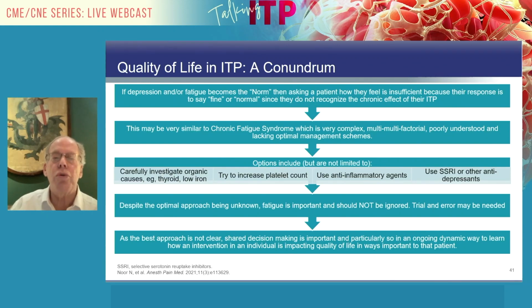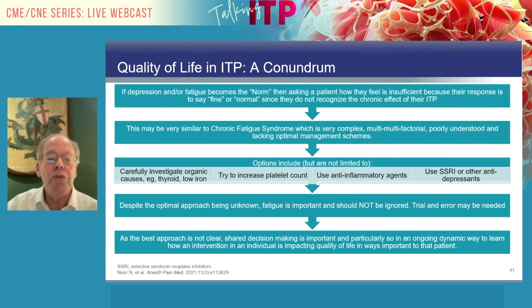Now, what else would you do? Well, one other thing, if you say to most patients, how are you doing? There's a big tendency for them to say fine, but especially if they not only are not feeling well, but they think of that as their normal state, they may not tell you about it. And because they don't recognize, if they've had ITP for a long time, how bad the effect is. It could be similar to chronic fatigue syndrome, which is also multifactorial, poorly understood, and lacking optimal management strategies.